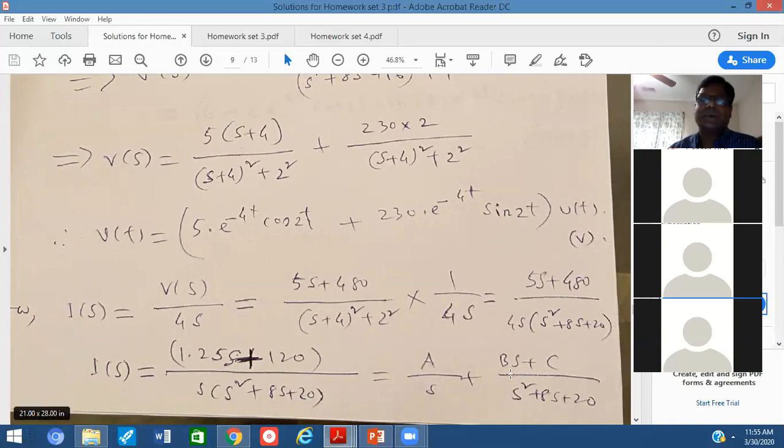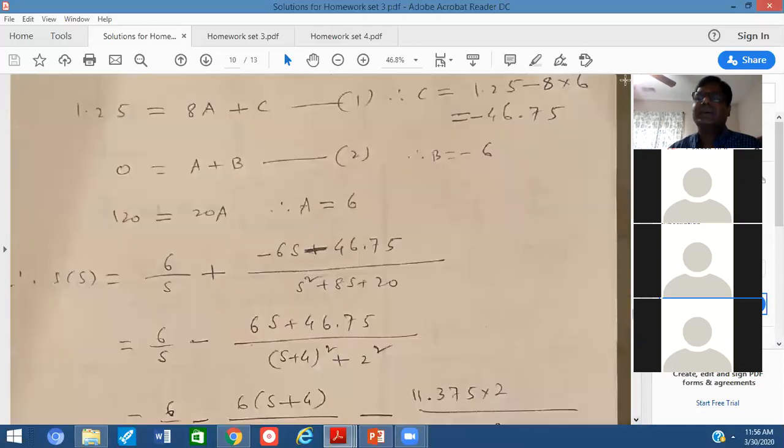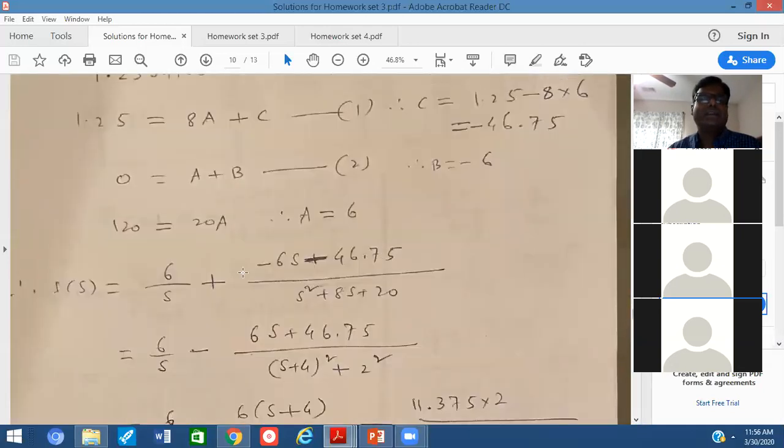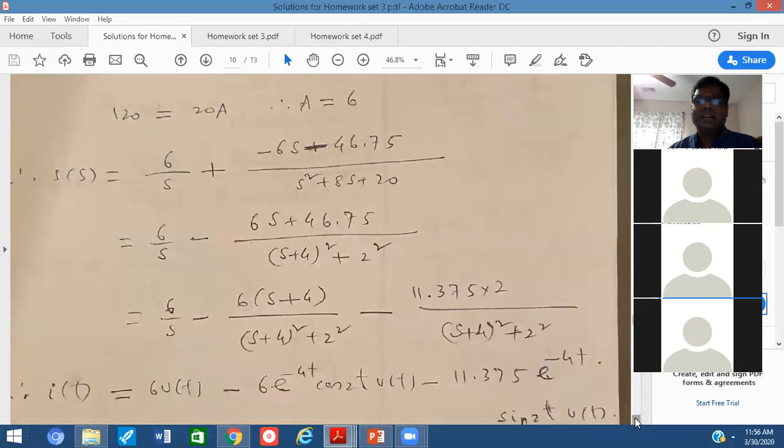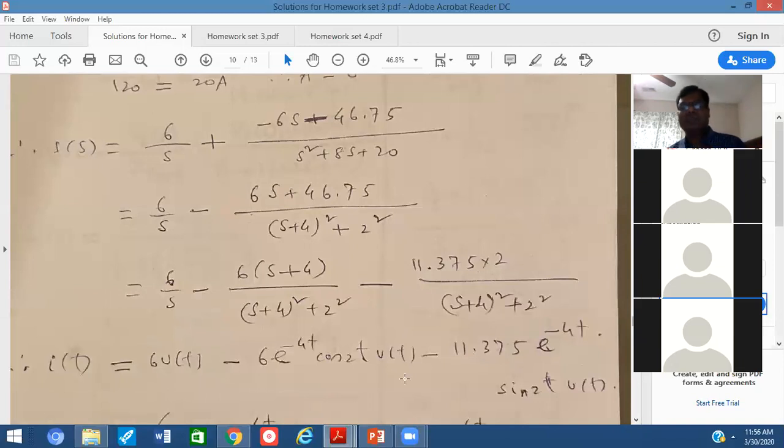So I am applying the partial fraction to this one, and then see my calculation. I got A 6, B minus 6, C value minus 46.75. I just plugged that in there, and then finally I got this result. So most of you got the wrong result for the IT. This will be the correct result.